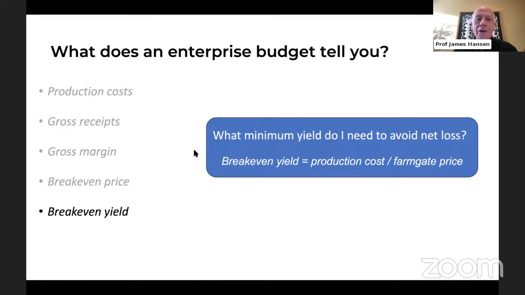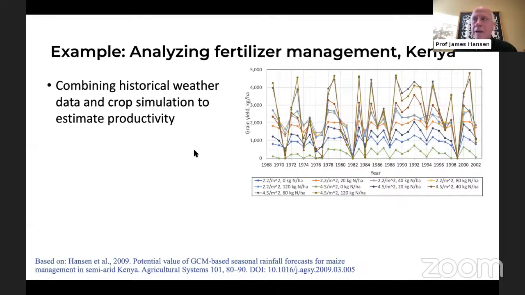the profitability of an enterprise. And I just want to show a few graphs to illustrate how combining crop simulation model, enterprise budget analysis, and historical weather data can provide some useful insights. So this is an example based on an old publication focused on maize management in a location in Kenya.